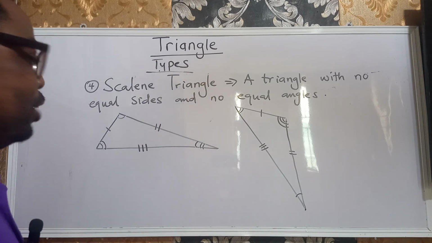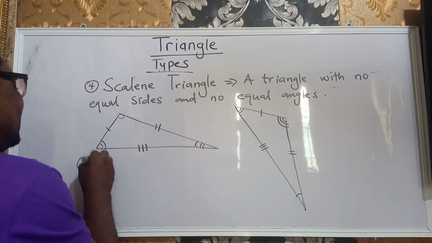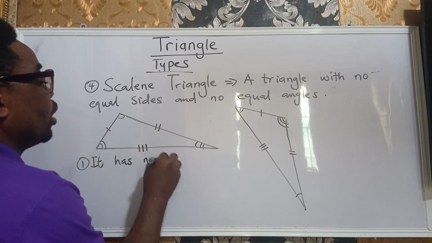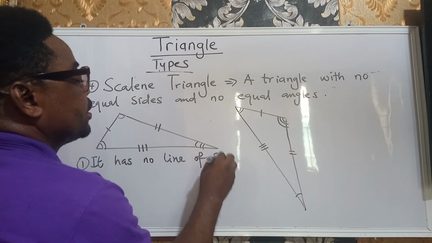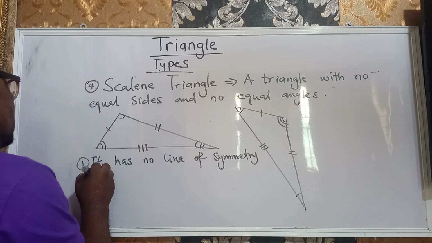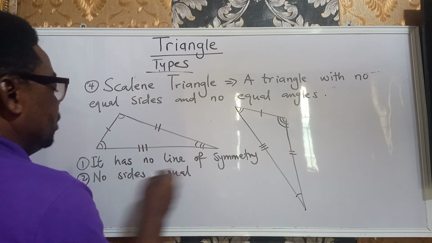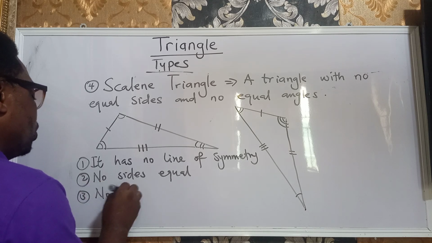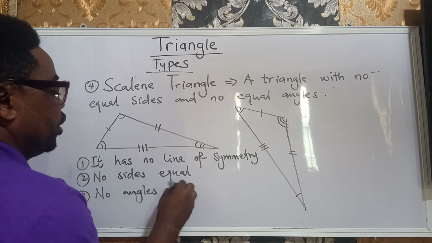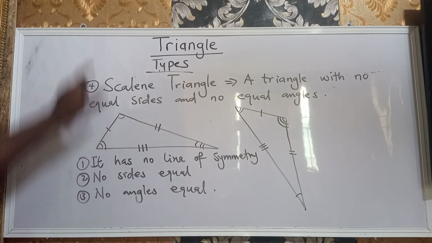Therefore, it has no line of symmetry. So number 1 property: it has no line of symmetry. Number 2, no sides equal. Number 3, no angles equal. Can you see it? All the angles are different, all the sides are different. So that is it, 3 plus the first 3 we had.